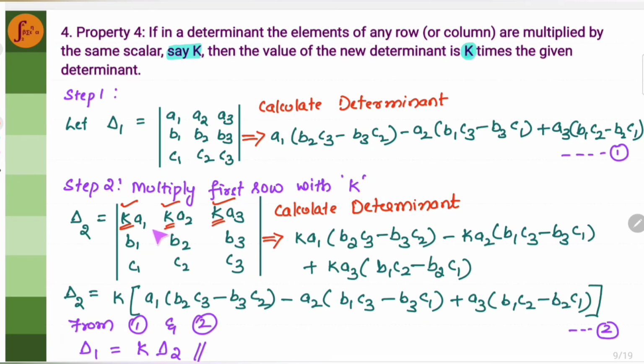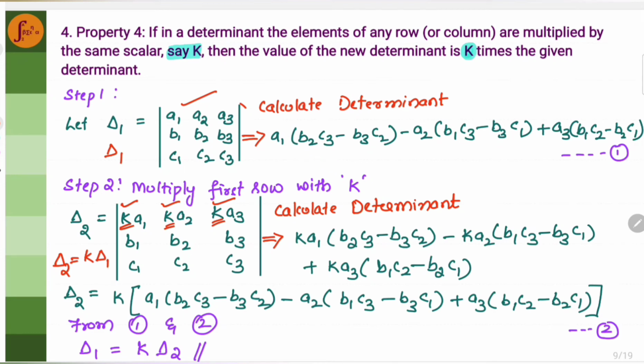All the elements you multiply with k. Say that you get the determinant for this particular matrix is determinant 1, right? This is the determinant for this particular matrix. Now, what will be the determinant for this matrix? It is same as this matrix, except that the first row elements are multiplied by a common constant, a common number called k. So what will be the determinant for this matrix? Determinant 2, it's going to be k into determinant 1.